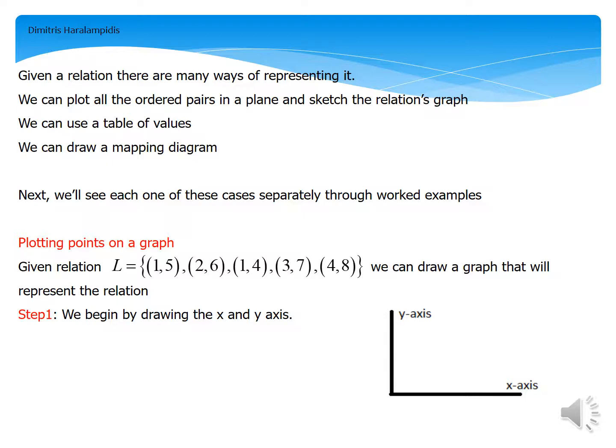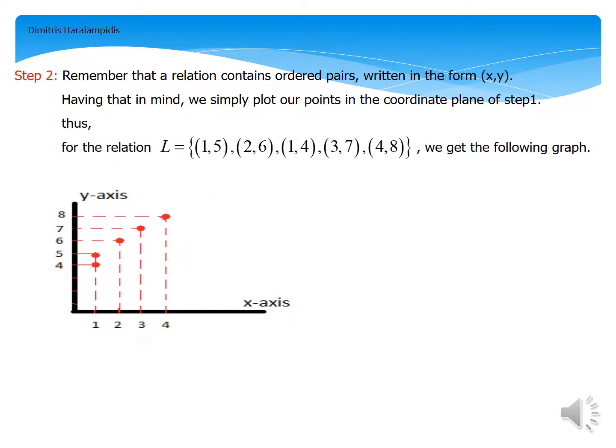To do that, in step 1, we'll begin by drawing the x and y axes. Then, in step 2, we must remember that a relation contains ordered pairs written in the form (x, y). Having that in mind, we simply plot our points in the coordinate plane of step 1. Thus, for the initial given relation L, we get the following graph. Notice here that since the ordered pair (1, 5) is a pair of the initial relation, then the point with coordinates 1 and 5 will be on the graph.